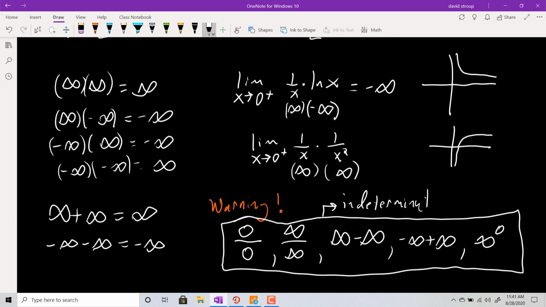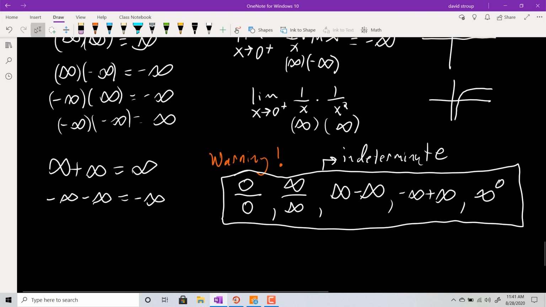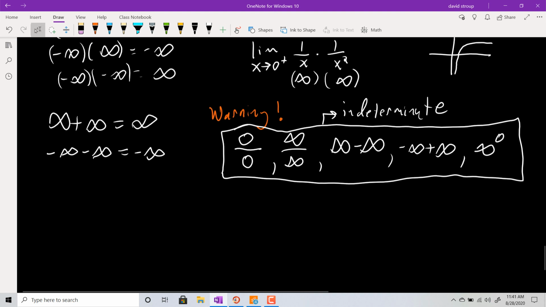You can see some of them look a lot like determinate forms, like infinity minus infinity looks a lot like infinity plus infinity. But the idea is that there's a competition. One is getting really, really big and the other one's going in the other direction, so maybe they cancel each other out. That's not always going to be the case. Infinity minus infinity does not necessarily equal 0.